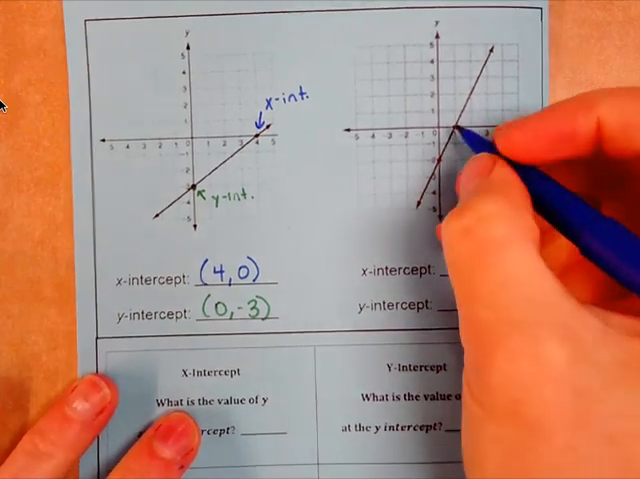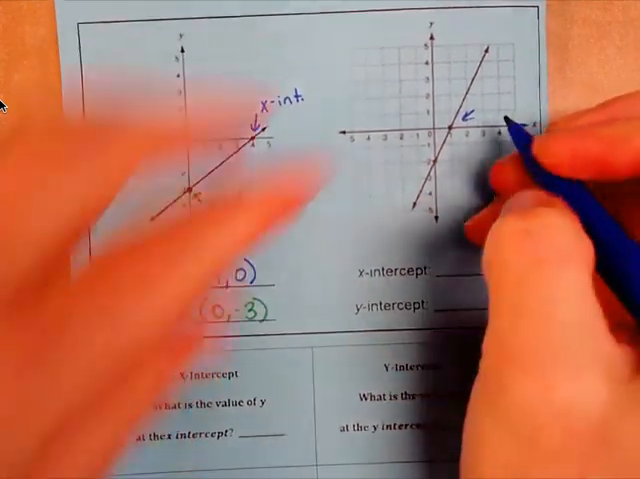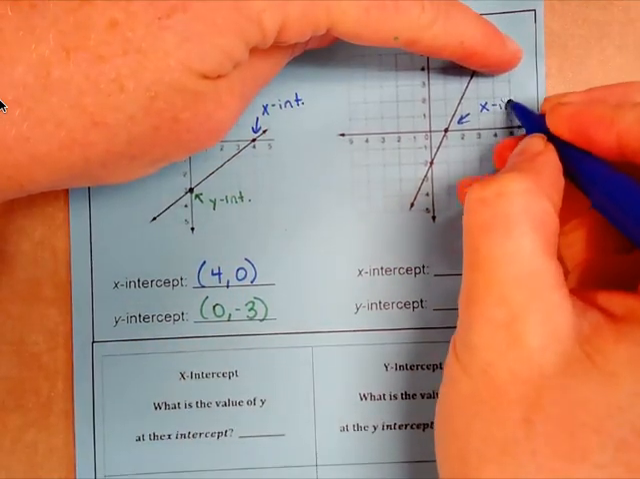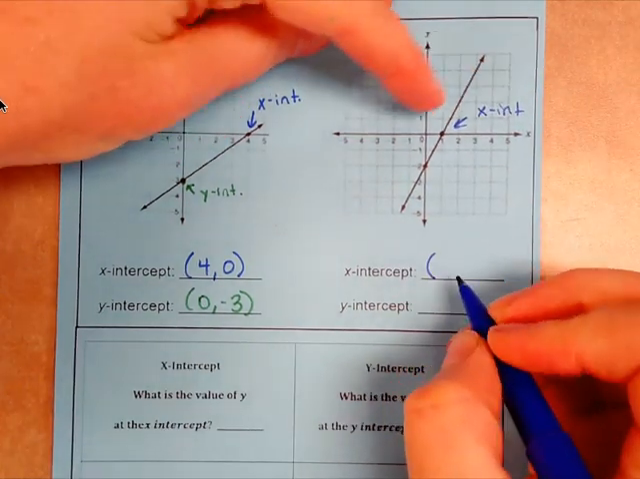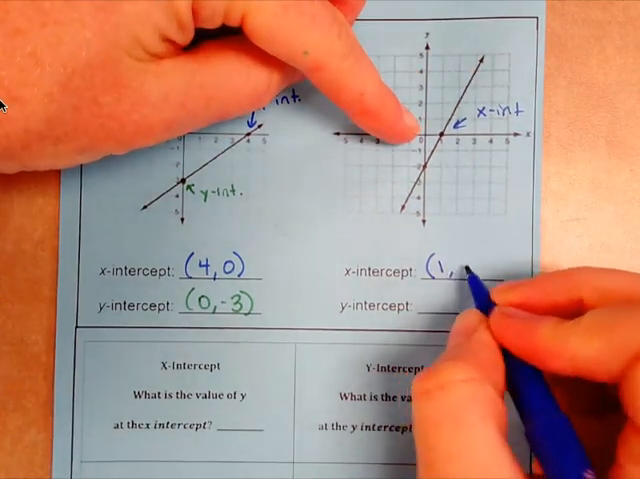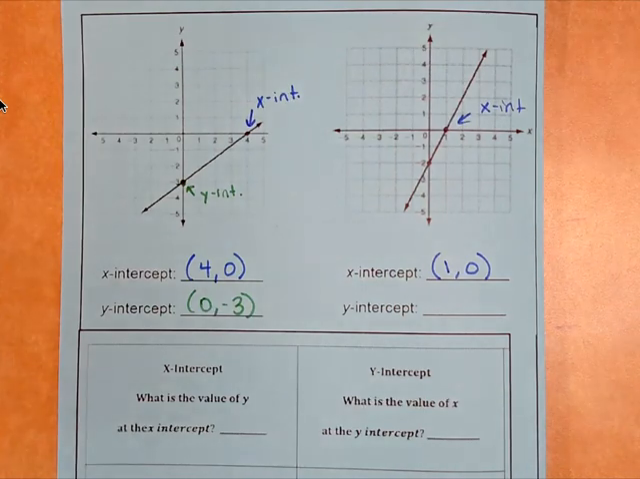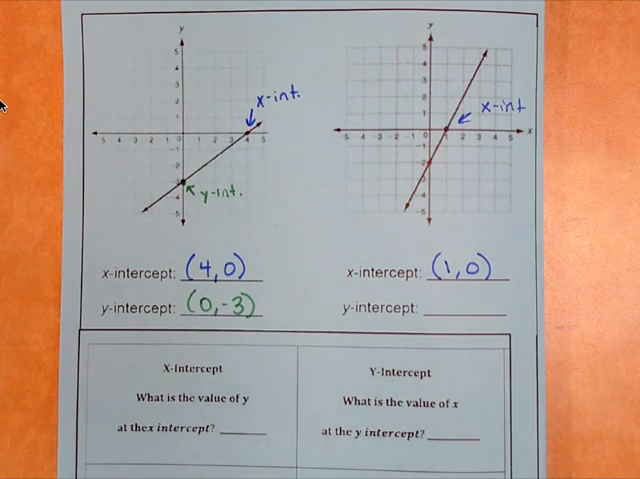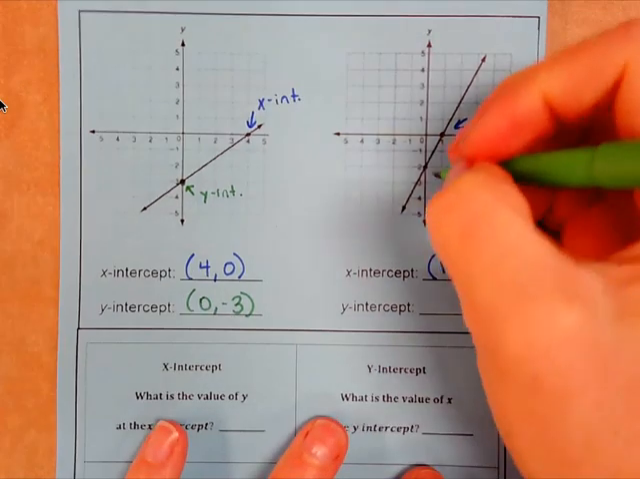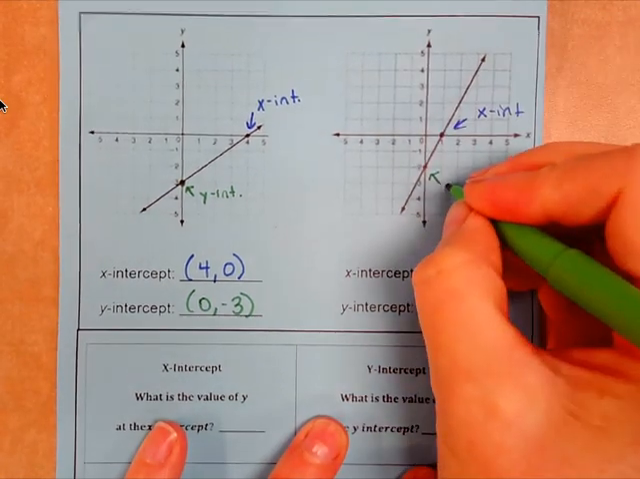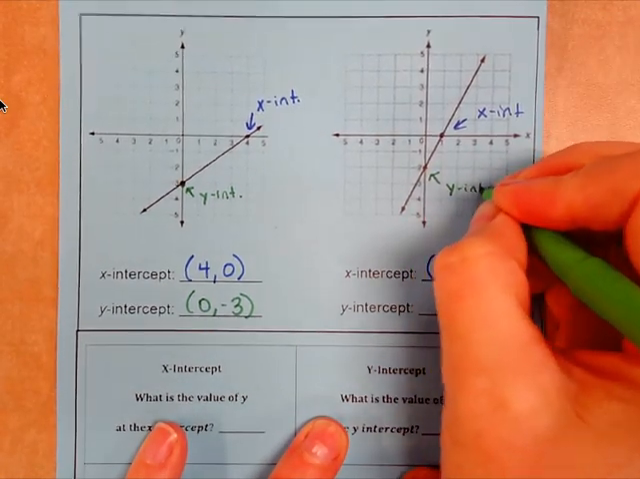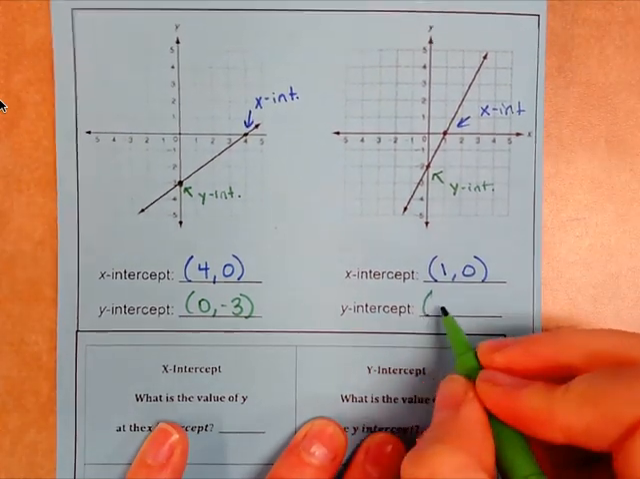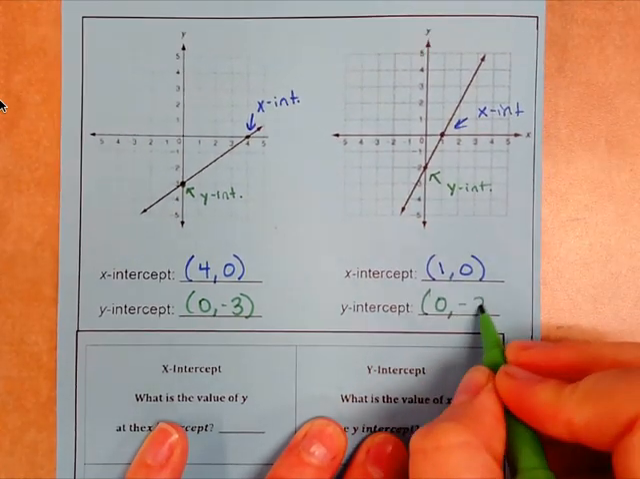Let's look at the next one. We have our x-intercept right here. So that is at (1, 0). And our y-intercept, (0, -2).